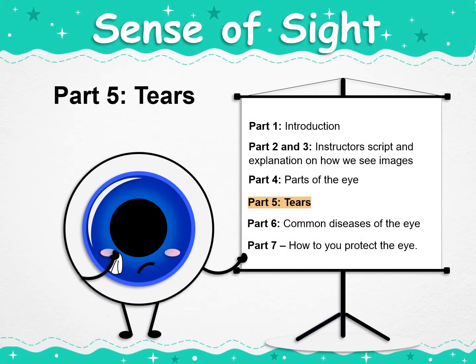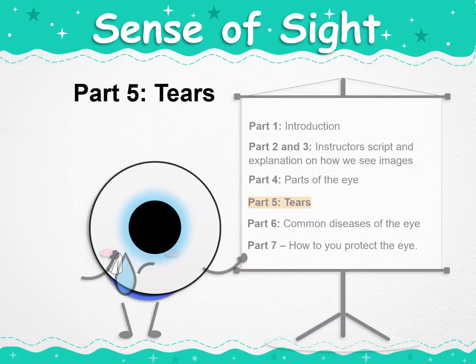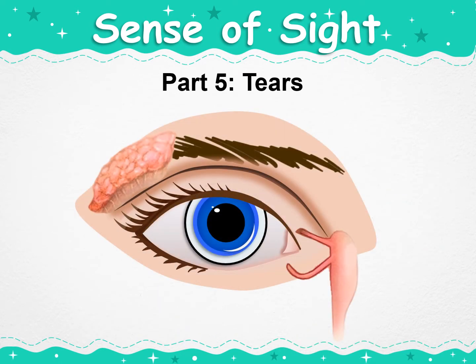Part 5. Tears. Besides seeing, what else can your eyes do? Crying, isn't it? Correct. Now we will learn how your eye produces tears. Anybody can tell me where your tears come from? Please, let us know. Listen, your tears come from a sac-like structure named lacrimal gland.